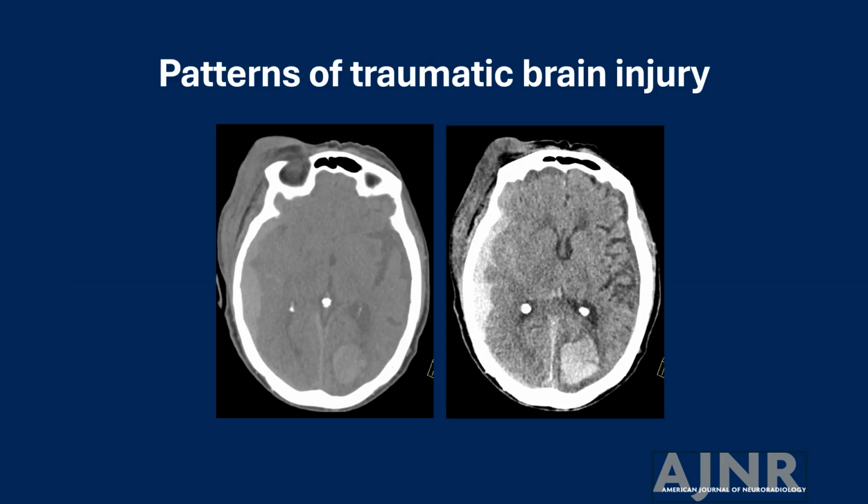In this case, we can see that the coup injury is in the right frontal region, and the contra-coup with the associated intraparenchymal hematoma is on the opposite side in the left occipital region.